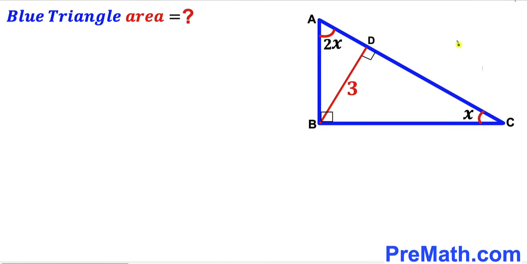In this video, we have got this blue right triangle ABC along with this perpendicular BD, as you can see in this given diagram, such that this perpendicular BD is 3 units long, and moreover this angle ACB is being represented by X, whereas this angle BAC is 2 times X, and furthermore this angle is our 90 degrees angle. And now our task is to calculate the area of this blue triangle ABC.